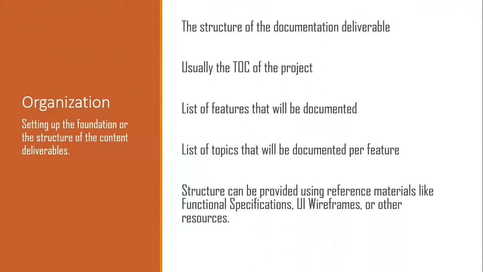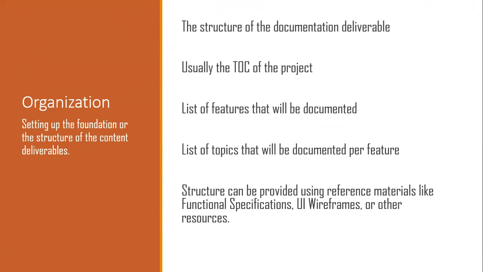Organization is basically setting up the foundation or the structure of content deliverables. So it's usually the TOC of the project, wherein you will be listing out all the features that you will be documenting, and the list of topics that you will be documenting per feature. And the structure can be provided using, as I said, reference materials like functional specifications, UI wireframes, or other resources. In our case today, we'll be looking at the software, as I mentioned, PC Tuner.